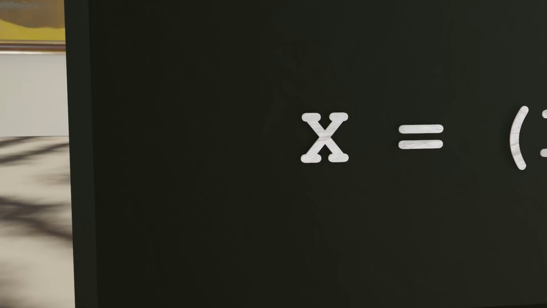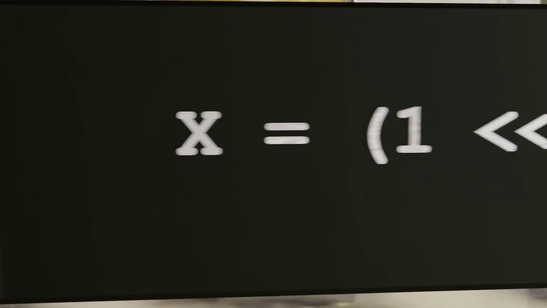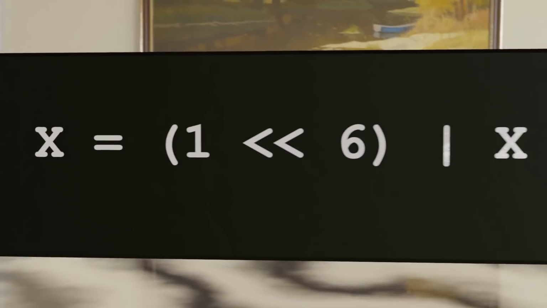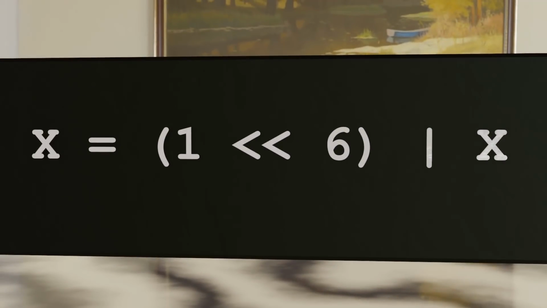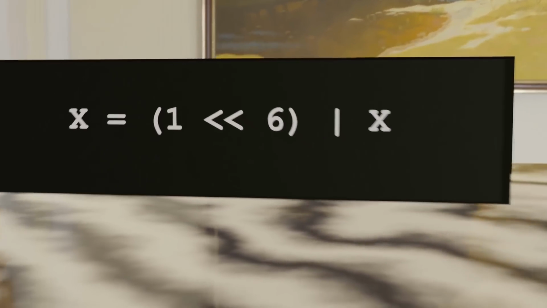To set any bit of an integer to 1, all we have to do is take a 1, shift it over to the correct position, and then perform an OR operation. That's going to set whatever bit we like to 1, and it's going to leave the rest of the integer unchanged.